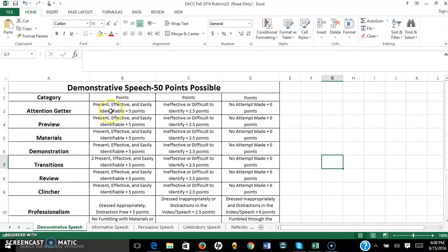What you need to know is you need to have these things present, they need to be effective, and I need to be able to easily identify them. If all of those things occur, then you earn 5 points. If you didn't do very well at it, but you attempted, then you will earn 2.5 points. And if you didn't even attempt, you will earn 0 points. And that's from the attention getter all the way down to the clincher.